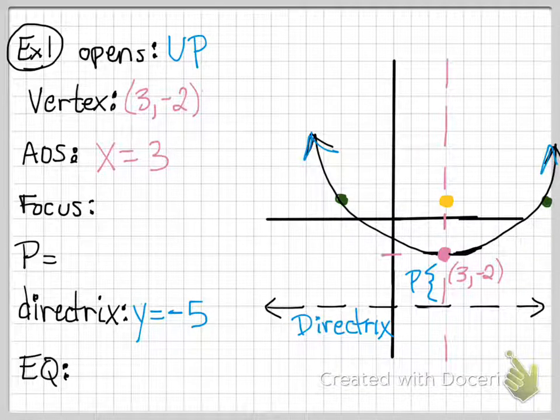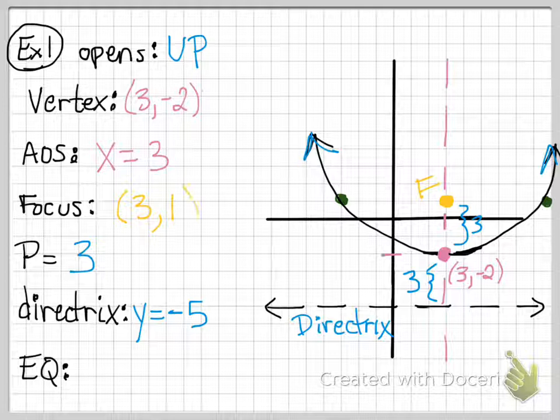But my directrix isn't 5 away from my vertex. How far away is it from my vertex? Let's find that p-value. I count and it's 3. It's 3 away, so p is 3. So now I'm going to go 3 in the opposite direction from my vertex, and that finds my focus. My focus is at the point (3, 1). Awesome. So I found my vertex, axis of symmetry, focus, p, and directrix.